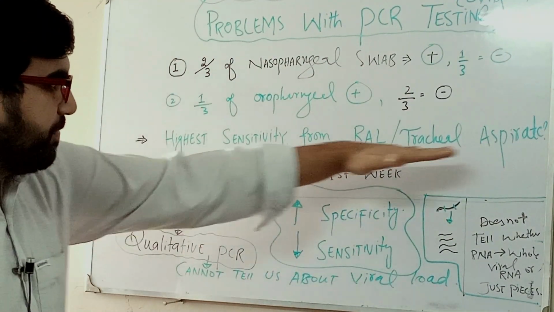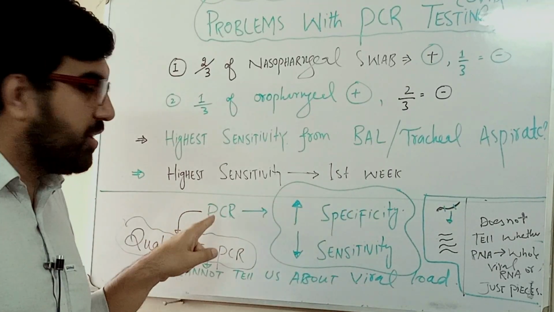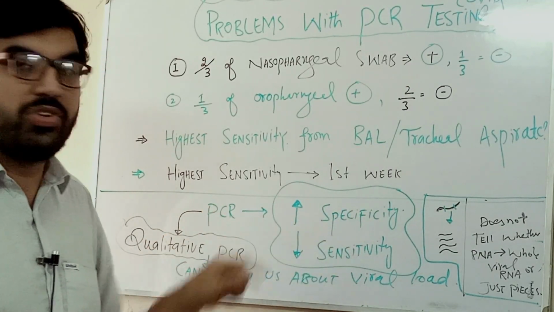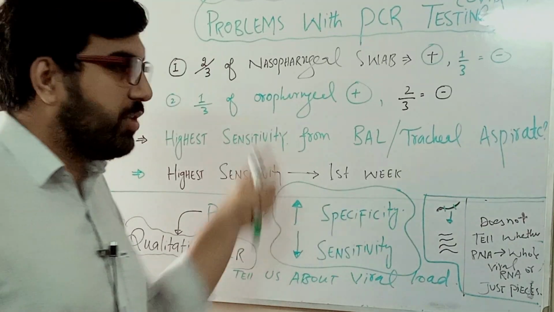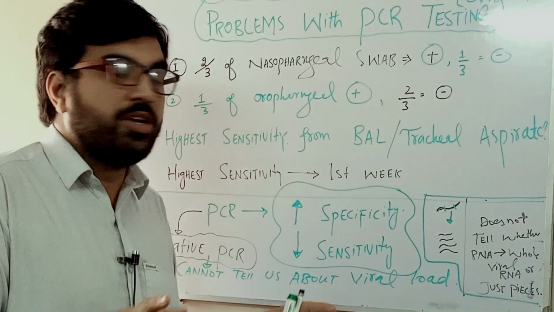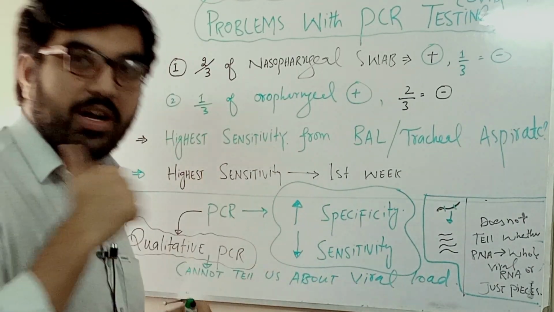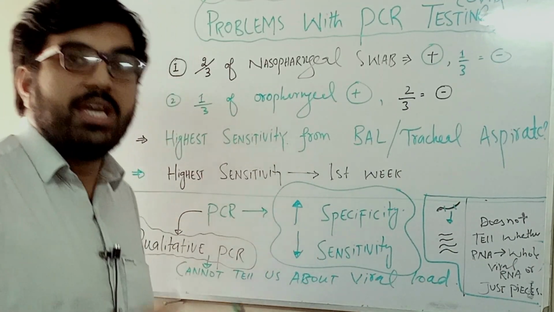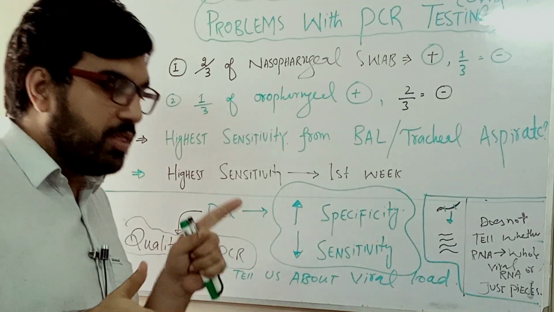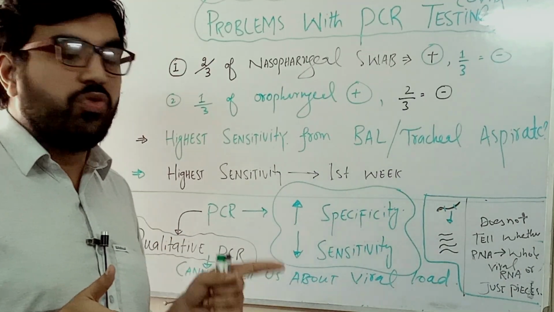So starting from here, what is the specificity of PCR that is done for COVID-19 and what is the sensitivity? Well, the specificity is very high. Specificity for COVID-19 regarding the PCR is high. It means if the PCR is positive for COVID-19, it is a true positive. The false positivity is very low.